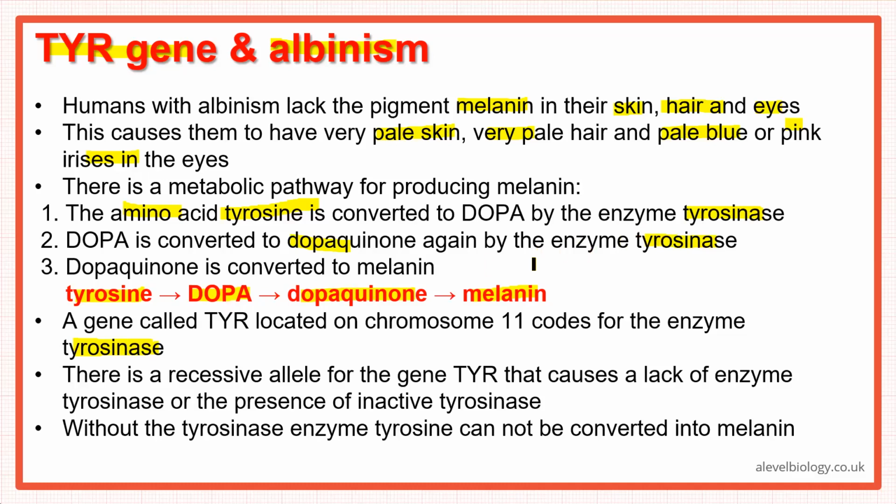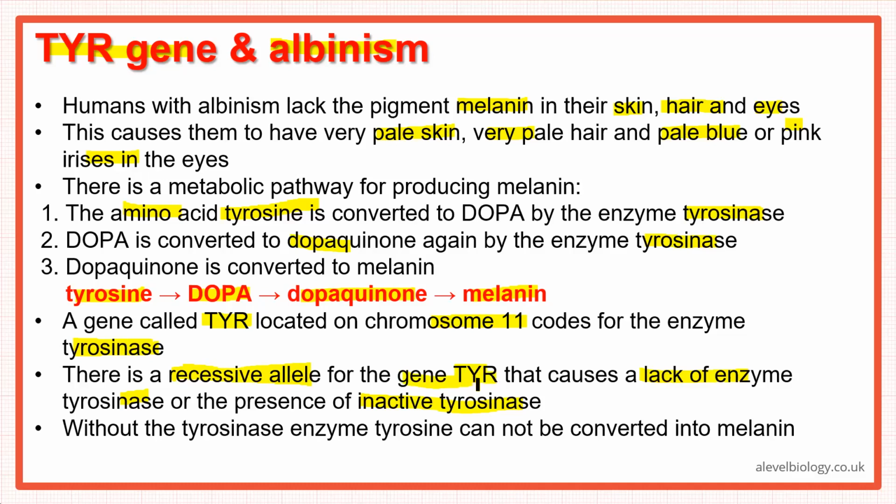The gene TYR is located on chromosome 11, and it codes for the enzyme. If there is a recessive allele for the gene TYR, it causes a lack of the enzyme tyrosinase or the presence of inactive tyrosinase. And if the enzyme is inactive, then it is not able to perform its function.